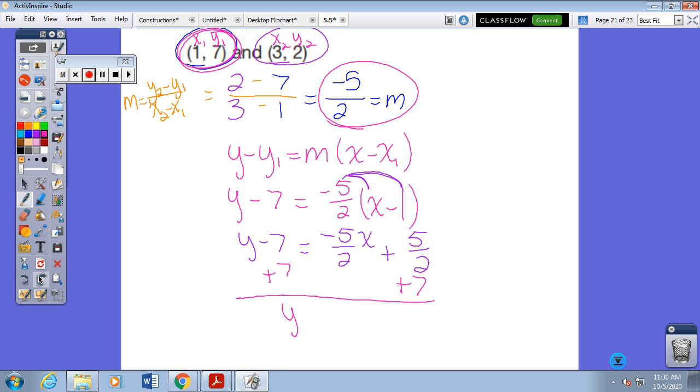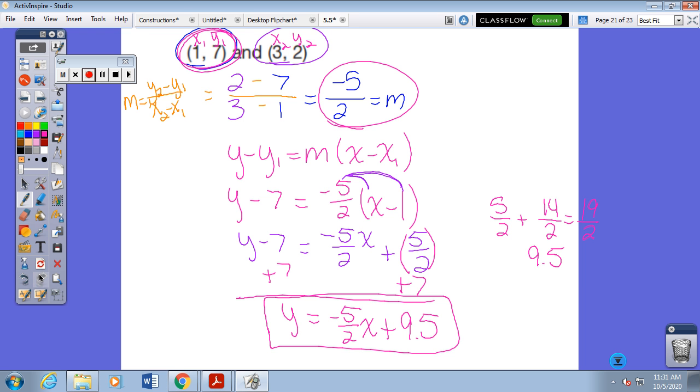So you can either do this in your calculator. Okay, y equals negative 5/2 x. If you do, use parentheses around the fraction: parentheses 5 divided by 2, parentheses, plus 7. Or, just like we learned way back when, 5/2 plus common denominator of 2. 2 times 7 is 14. You get 19/2, which is also 9.5, which is what you would have gotten in your calculator. Y equals negative 5/2 x plus 9.5.